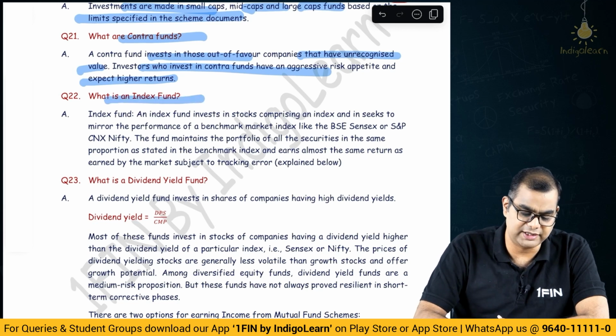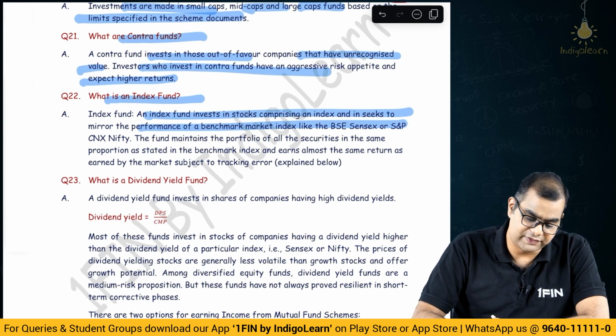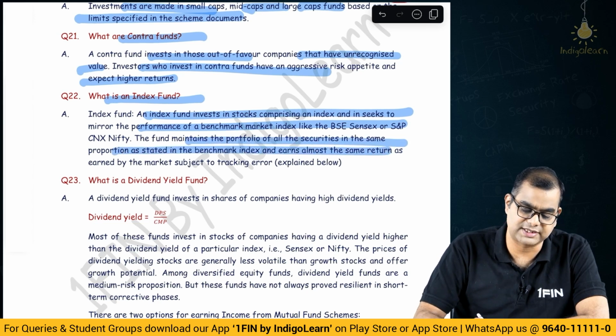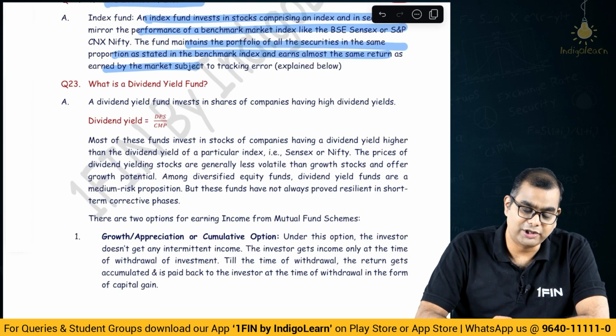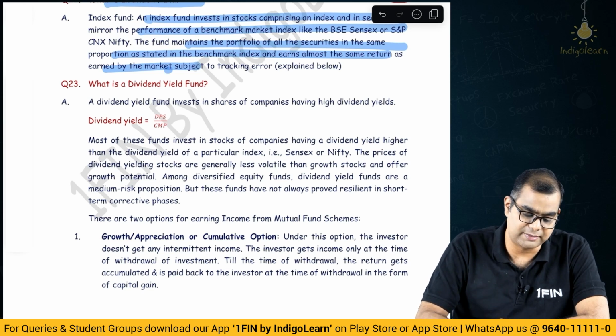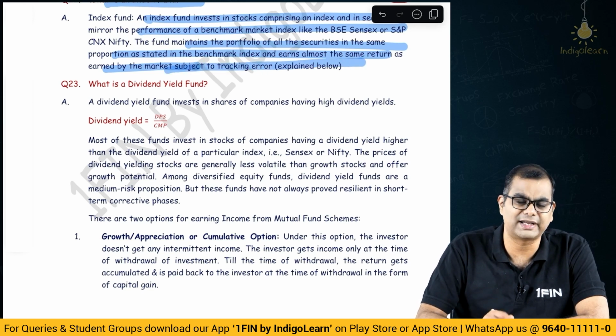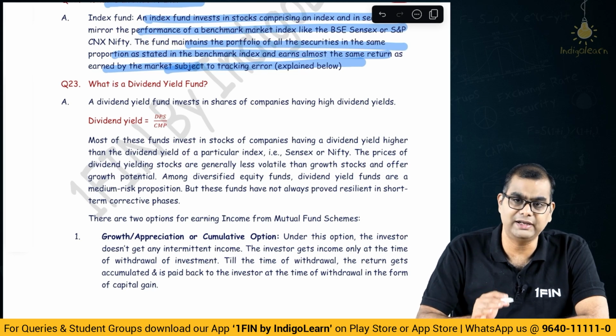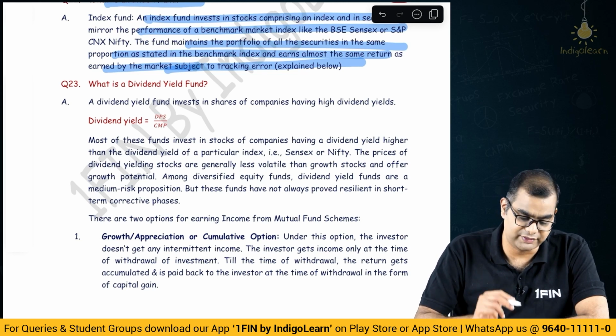Then there is an index fund. I explained to you what is an index fund. It mirrors the performance of an index, and the fund maintains portfolio of all securities in the same proportion as stated in the benchmark index. Key point to note here is the fund maintains portfolio of all securities in the same proportion as stated in the benchmark index and earns almost the same return as earned by the market, subject to tracking error. What is this tracking error? We'll come to it. I think it is somewhere towards the end. Please remember this concept of tracking error when we come there.